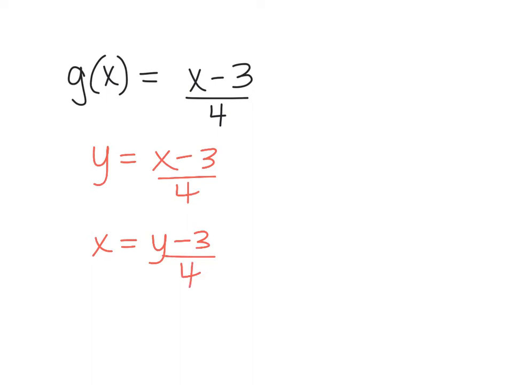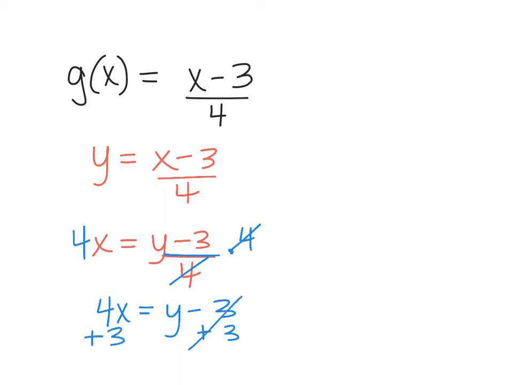Okay, now to solve this, you have to kind of think, you have to undo everything. So opposite of dividing by 4, you can times by 4. That cancels. Times this side by 4. Okay, so now I end up with 4x equals y minus 3. One last step, I just need to add 3 to both sides. Okay, so I end up, I'm just going to come up here with y equals 4x plus 3.